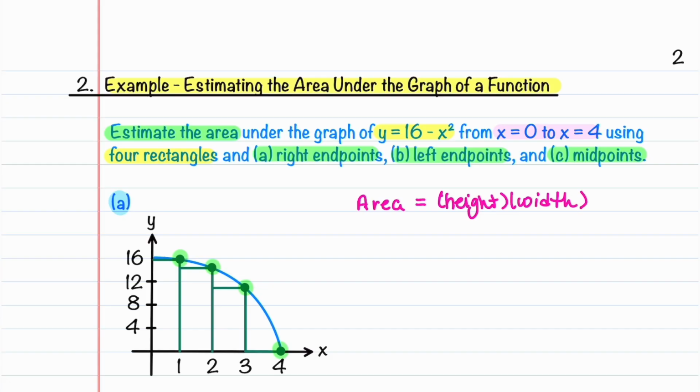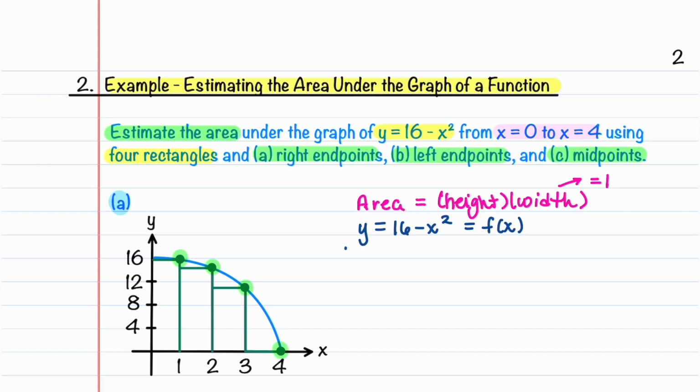Notice that since we have four rectangles and our region is from 0 to 4, the width of each rectangle is going to equal 1. Our height is going to be approximated by our function y is equal to 16 minus x squared, and we're going to let that equal f of x. That will just help when we put it into our formula.